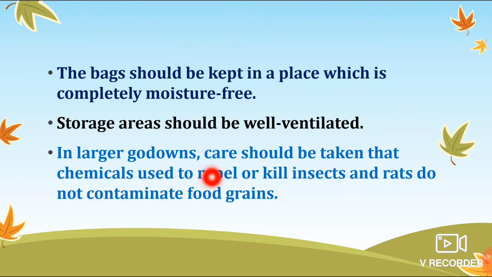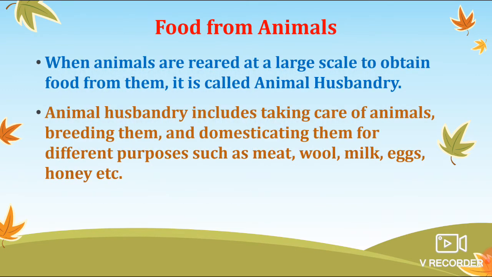And in larger godowns, care should be taken that the chemicals used to repel or kill insects and rats do not contaminate food grains. That is very important. Suppose you have kept some chemicals along with the grains to repel rats and other insects, and if it contaminates the grain directly, then if you consume that grain, that chemical will affect you badly, because it is meant to kill organisms. So we need to take care that it is not contaminating the grains.